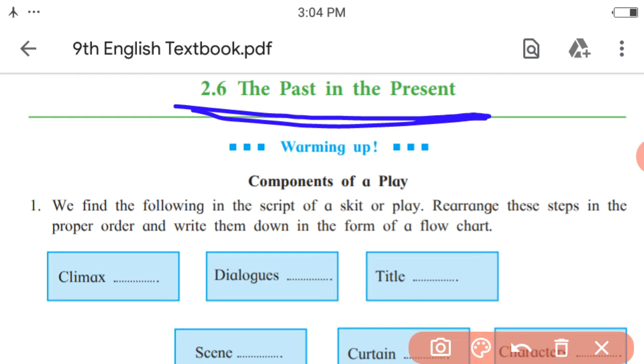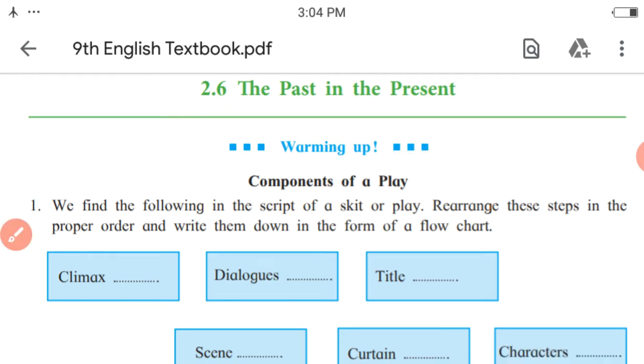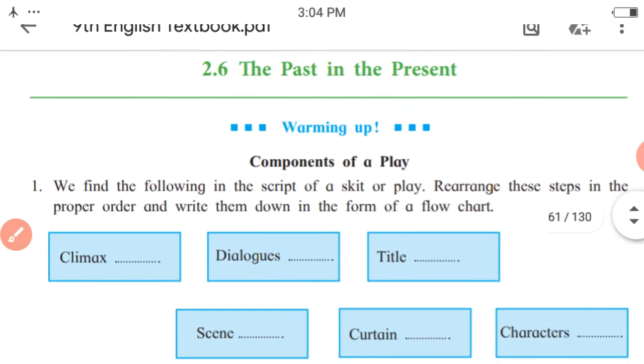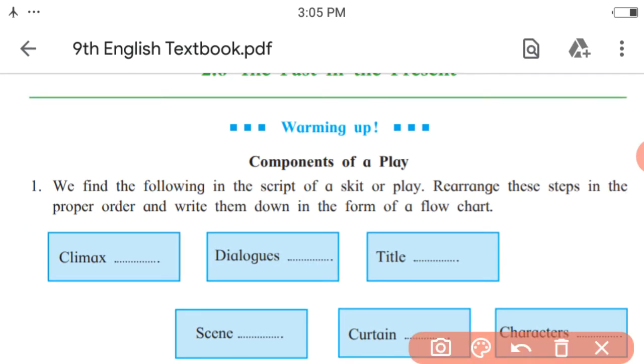Before learning the lesson, let us see the activities given in warming up. So what is it? Pre-lesson activities. As this lesson is one of the plays or skit, accordingly we have activity related to it. What is it? Let us see. Components of a play. What are the components? What are the different sections or parts of a play? They are given here. And related to this, here is the first activity.